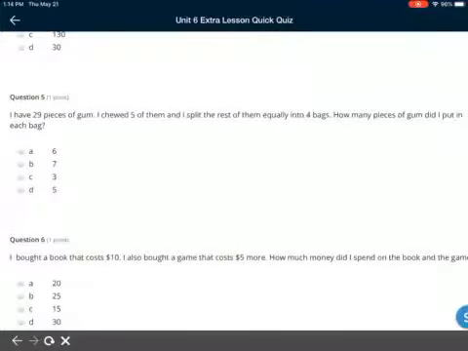Number 5, I have 29 pieces of gum. I chewed 5 of them, and I split the rest of them equally into 4 bags. How many pieces of gum did I put in each bag? Okay, well, that last question says, how many pieces of gum did I put in each bag? I have to do another step first, because it says I have 29 pieces and I chewed 5. Okay, I think I know what I have to do first before I can do that second step.